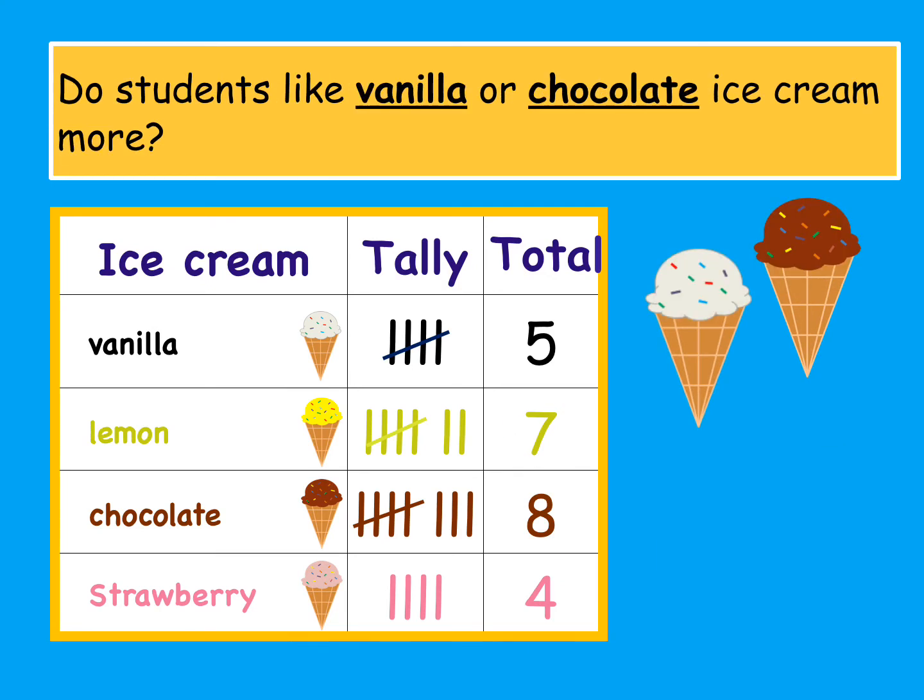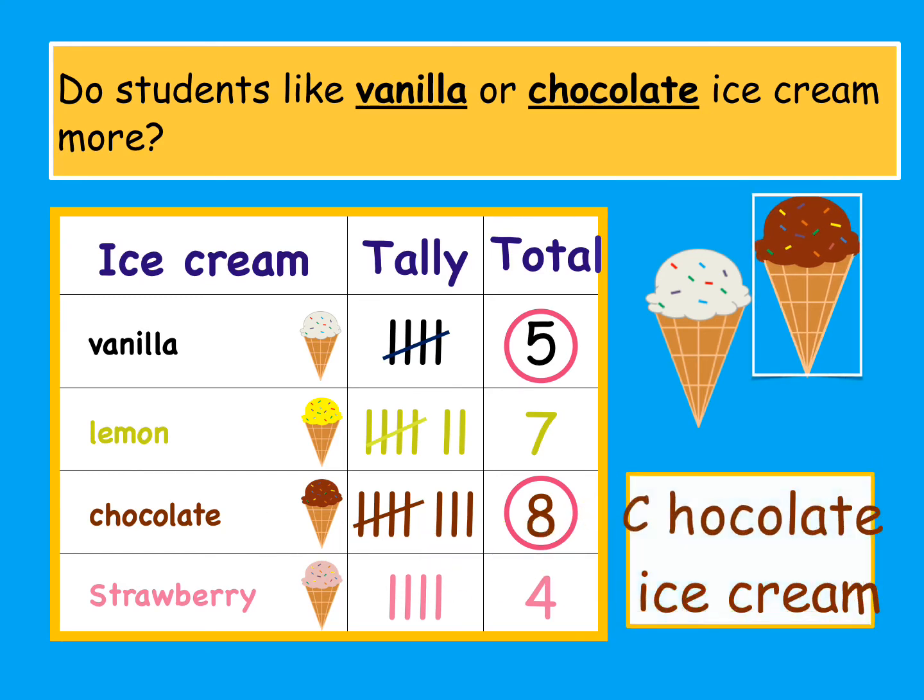The last question. Do students like vanilla or chocolate ice cream more? Now look here. 5 students like vanilla and 8 students like chocolate. So, do they like vanilla or chocolate more? Perfect. Excellent. It's the chocolate ice cream.